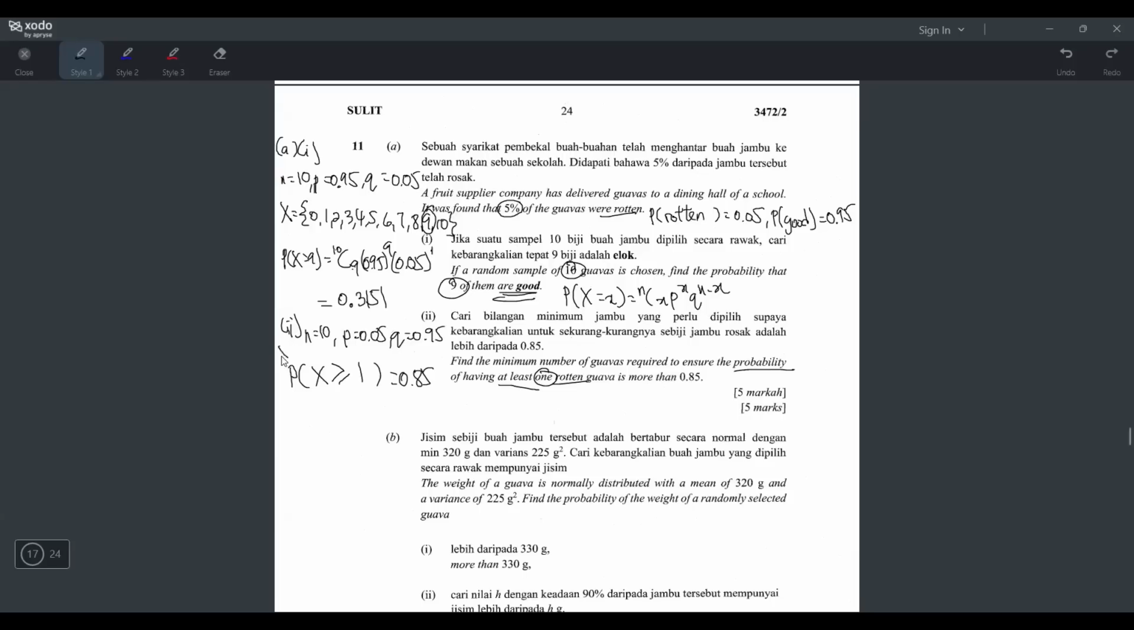And I always recommend students to write the X. Write out all the possibilities. So out of 10, maybe 0 success, or 1 success, or 2, 3, 4, 5, 6, 7, 8, 9, 10. Okay, why do you have to write this? Because if you don't write this, you will always forget the 0. Usually students forget the 0 exists.